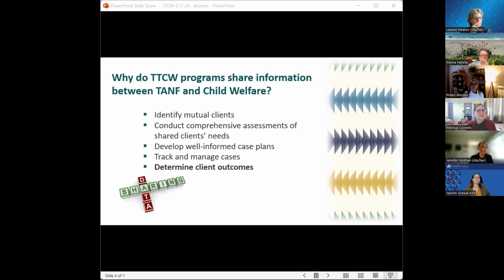Another reason for sharing data or information is to track and manage cases, and to determine client outcomes, particularly as most of these TTCW programs have as an anticipated outcome the reduction of child maltreatment, reduction of Native families' out-of-home placements, and so on.